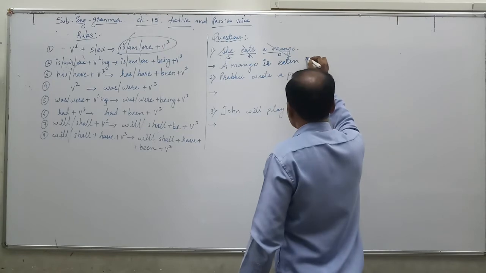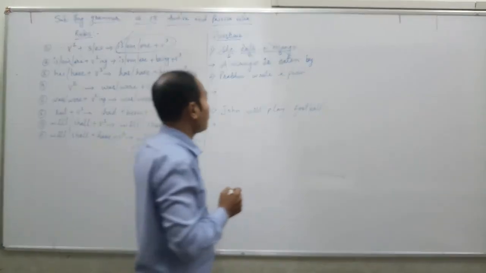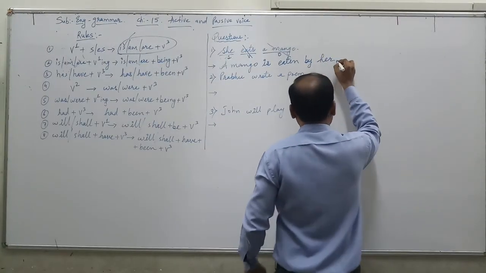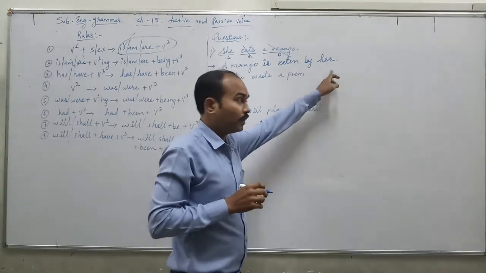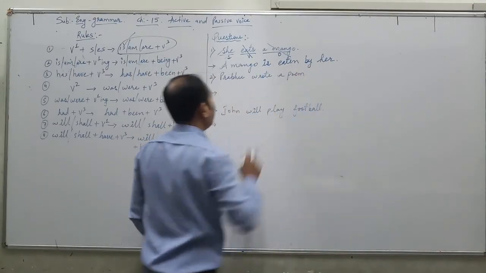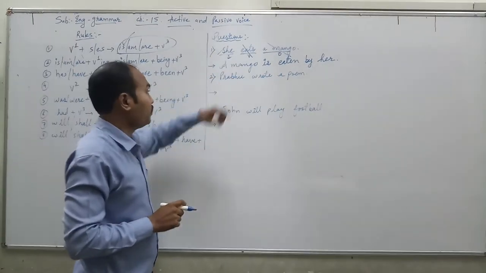Now about the subject. Before writing the subject, we write over here the preposition by. Now the subject she will be changed into the pronoun her. So the answer is: a mango is eaten by her. In this way we have to change a sentence from active voice to passive voice.